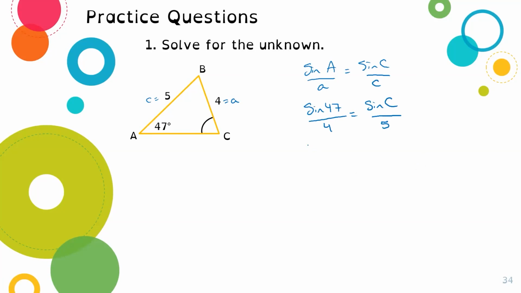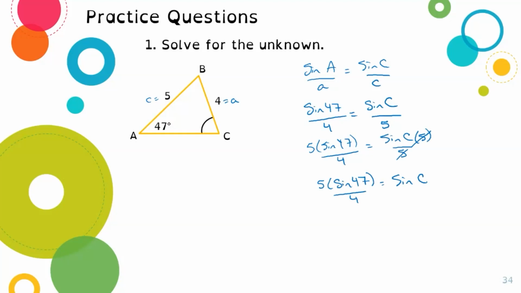I've been using the dots. You can also use brackets. They're just different notation for multiplying. Sorry that I changed it up on you. So multiplying both sides by 5 means that my 5's cancel off, and I'm left with 5 times sine 47 divided by 4 equals sine C.